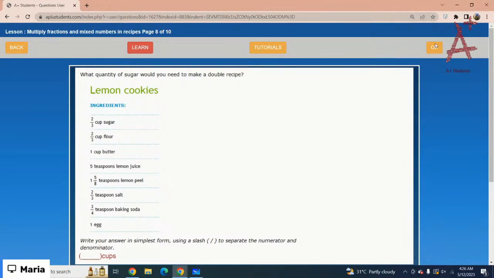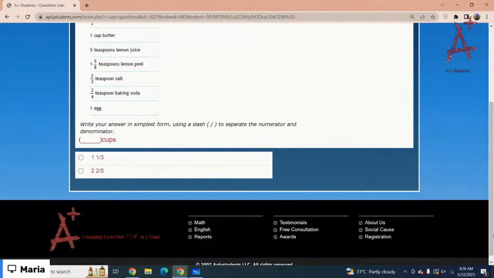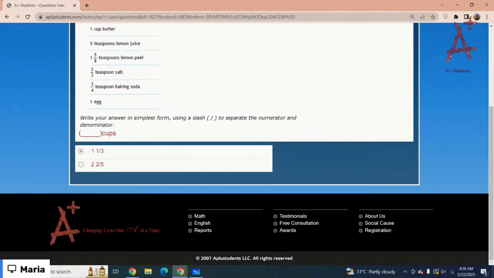What quantity of sugar you need to make a double recipe? So sugar is 2 by 3 cup. So 2 by 3 times 2 is 4 over 3, and when you divide it by the 3, it would be 1 whole 1 over 3. Got it? The correct option is 1 whole 1 over 3.